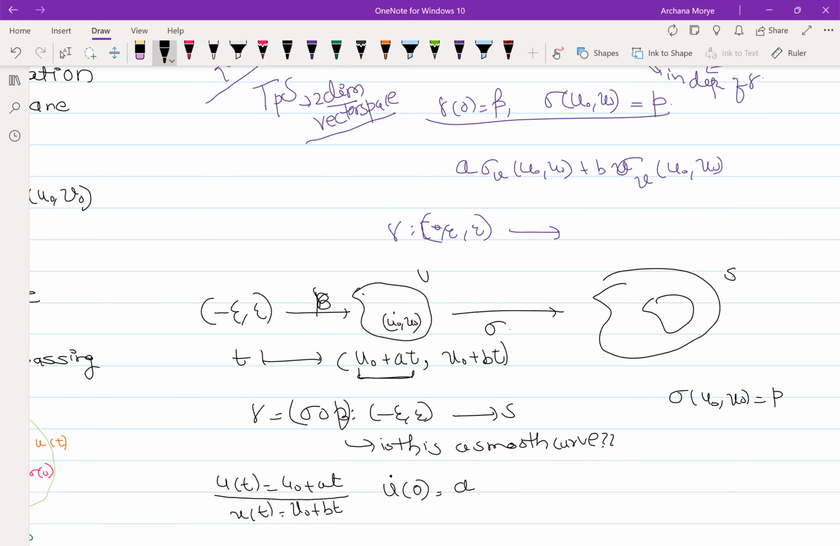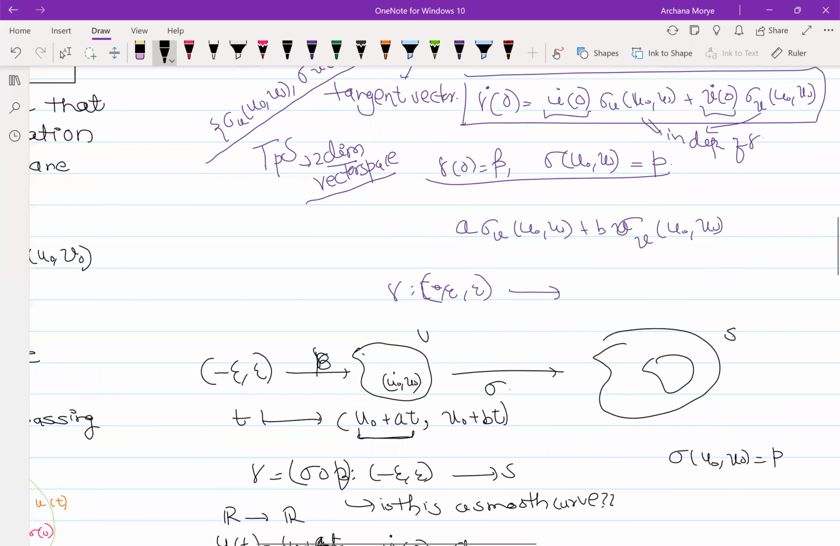See, u is a map from R to R. I'm taking R to whatever u, but it is one dimension only. Is this okay? u dot of 0 is a. And what is v dot of 0? It is b, right? So now if you substitute in our earlier formula, what is this actually?